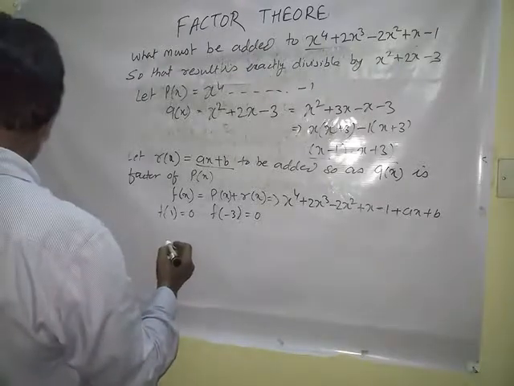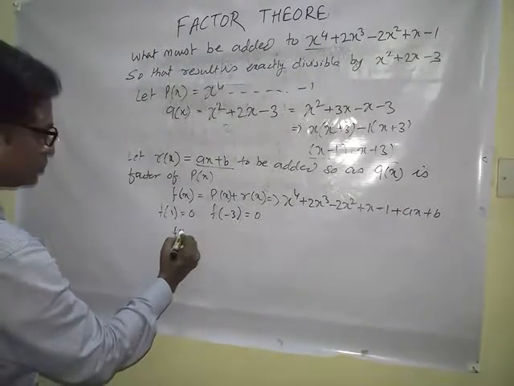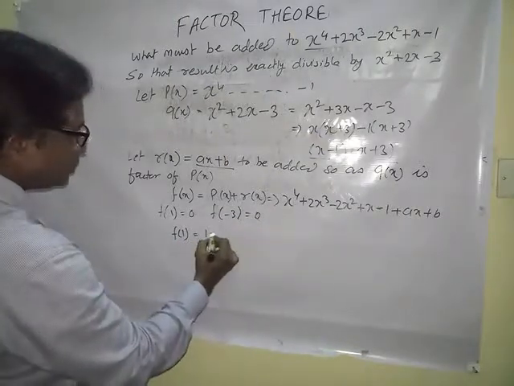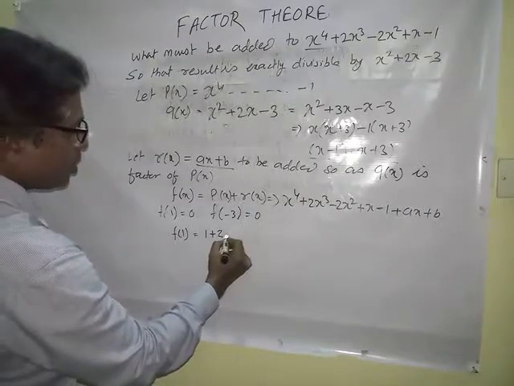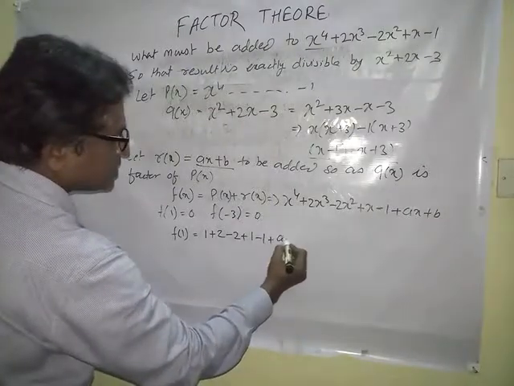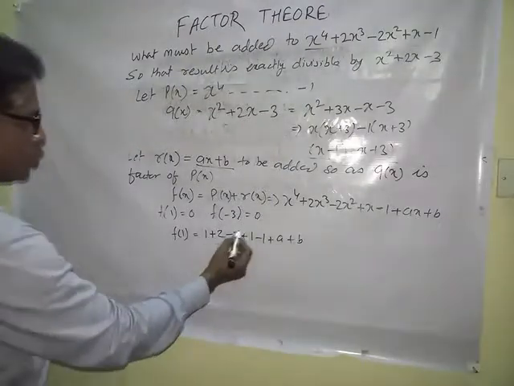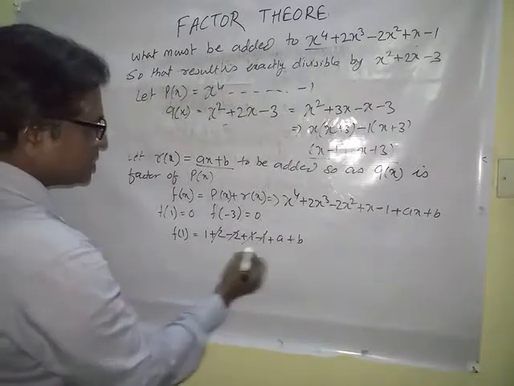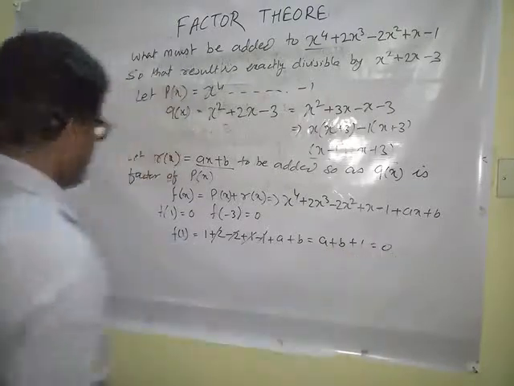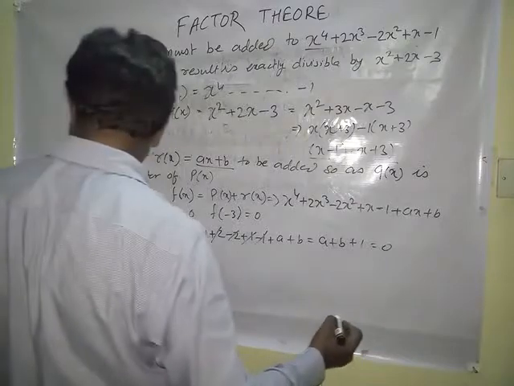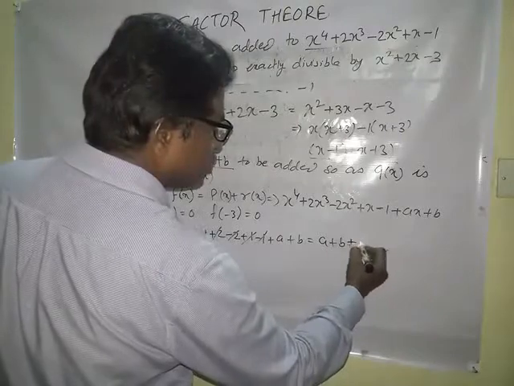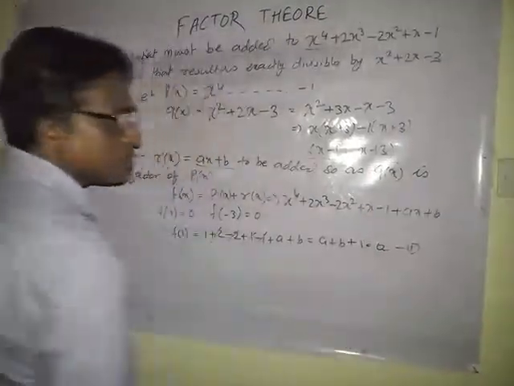Now f(1) will be, put this 1 here: 1 raised to power 4 is 1, 1 plus 2 minus 2 plus 1 minus 1 plus a plus b. So this 2 gets cancelled, this cancels, a plus b plus 1 equal to 0. There is one equation we have got: a plus b plus 1 equal to 0. This is equation number 1.